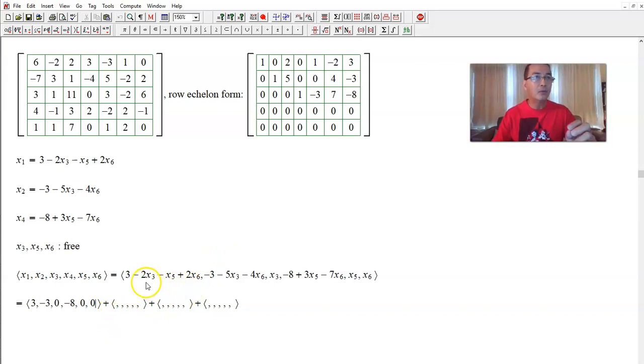Okay, so now we want the x3s together in one vector. So we have -2x3 in the first component. And then in the second, we have a -5x3.